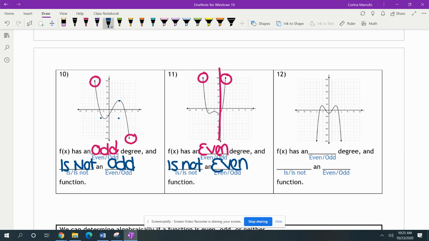Okay, and then the last one, if we check out the end behavior, this one is pointing down, down. So this is even because they're both pointing in the same direction. It's an even degree. And can we cut this in half with the y-axis? You can see that it cuts it into 2 equal parts. So this is an even function. So remember, even degree and even function are 2 different things.